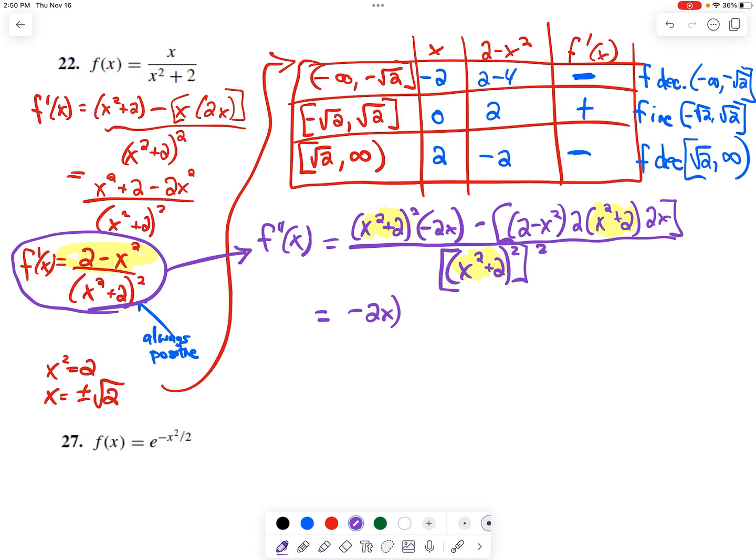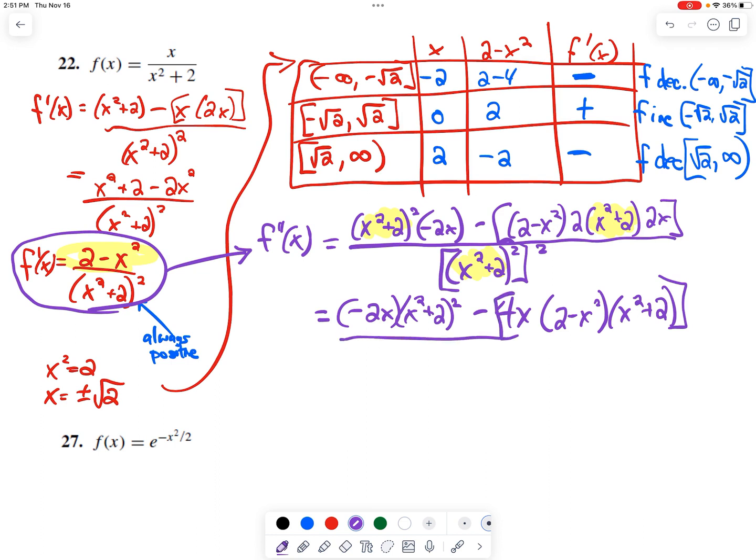So negative 2x times x squared plus 2 squared minus, let's see, that's going to be 4x times 2 minus x squared times x squared plus 2, all in a bracket, all over x squared plus 2 now to the 4th.